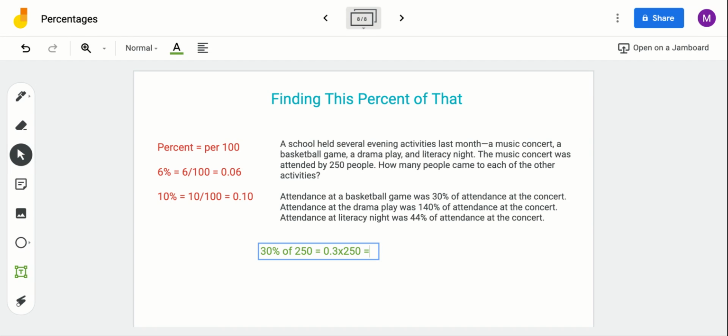So 0.3 times 250. If it was 3 times 250, it would be 750. But since I have my decimal point here, that bumps the decimal point over, so 75. There were 75 people at the basketball game. So I took that 30%. Instead of writing it as 30 with the percent sign, I wrote it as 3/10ths, which is the same as 30/100ths. And I multiplied that times the number of people.